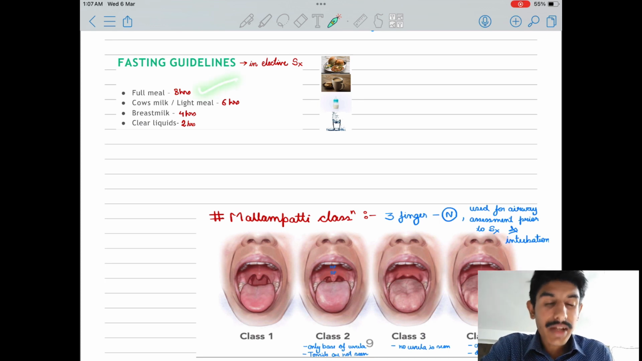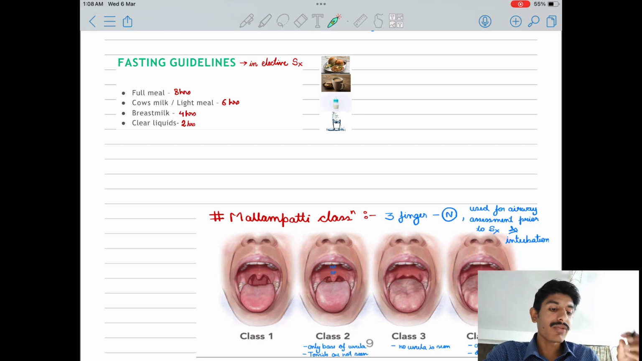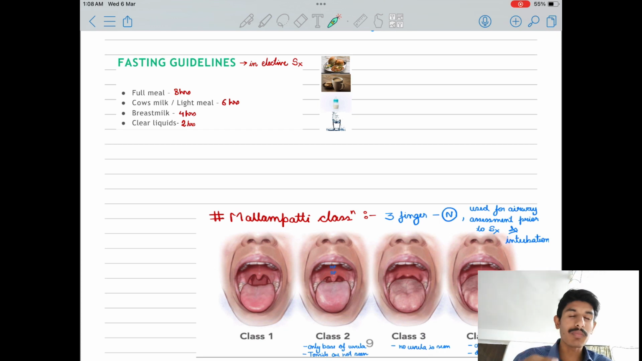A full meal you can take 8 hours before, after that you can't take. A light meal, like cow milk, or like some chai and a few bread, 1 or 2 bread, or you can take snacks. Breast milk: if a small kid is there, you can't tell them 8 hours don't give any milk, the baby will die. So for babies it is 4 hours before the operation; do not feed the baby within 4 hours.